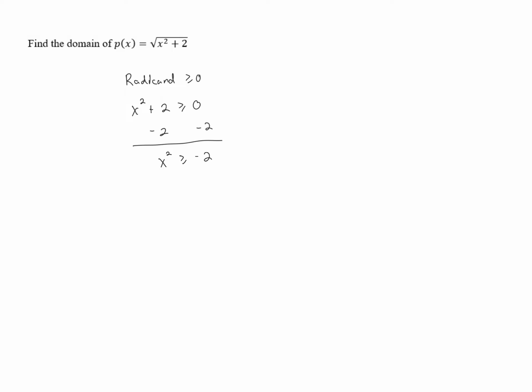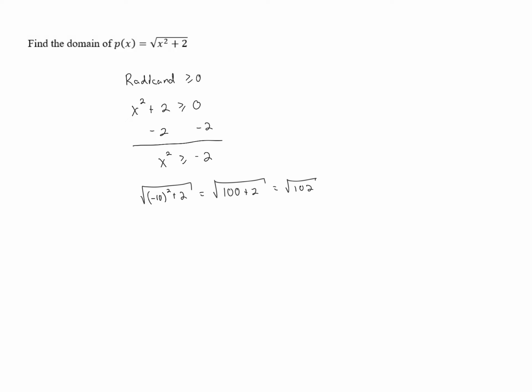Let's say negative 10. If we plug in negative 10 there, we've got the square root of negative 10 squared plus 2. And that's the square root of 100 plus 2, which is the square root of 102. And I don't really care what that equals. My point is that we have the square root of a positive, and so that is part of the domain.